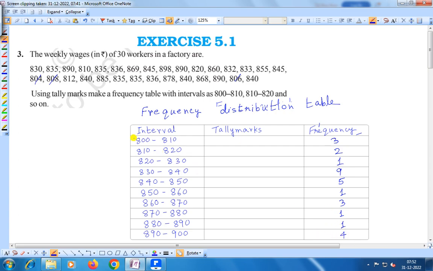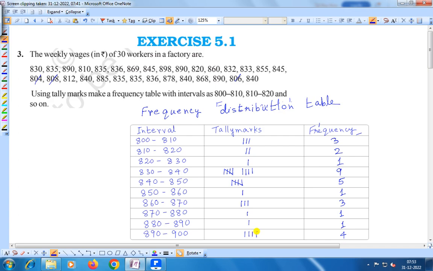You have to count all these, right? First we have shown the first one. Now we have made the tally marks. Tally marks for 3 is 1, 2, 3. This is 2, 1, 2. This is 1, means 1. This is 9, 1, 2, 3, 4, 5, 6, 7, 8, 9. This is 5, 1, 2, 3, 4 and 5. This is 1, 1, 3, 1, 2, 3. This is 1, this is 1, this is 4, 1, 2, 3, 4.